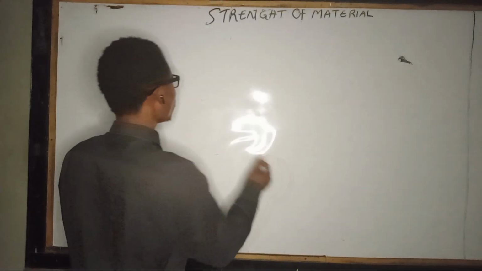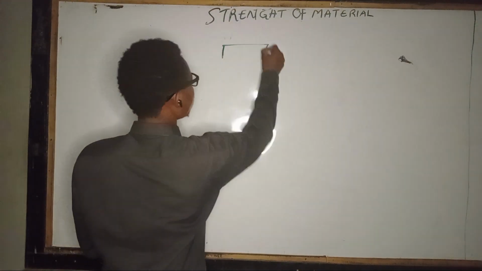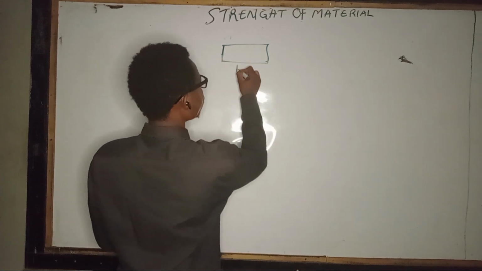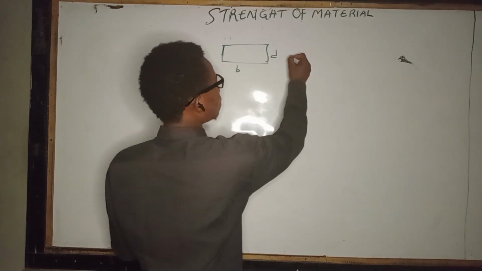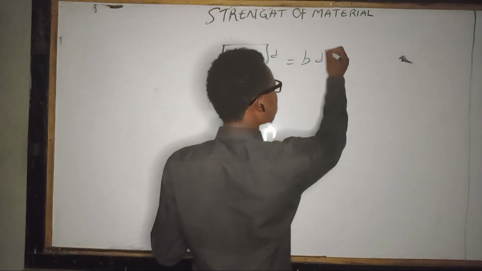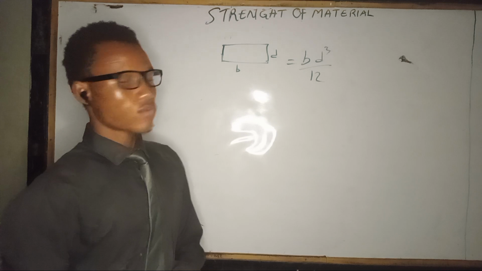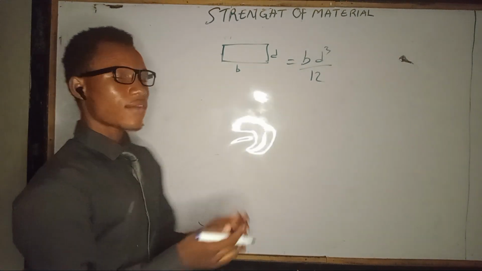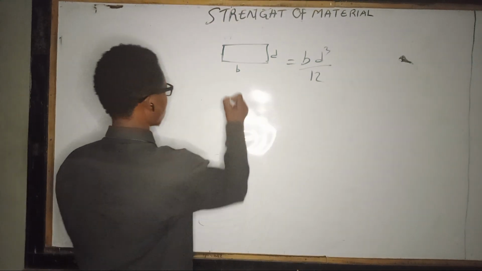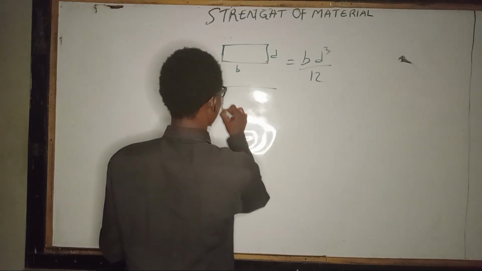So now we know that the inertia of the box whose base is B and the depth is D is equal to BD cube over 12. That is the inertia of the box. So what if we have a hole in the box?